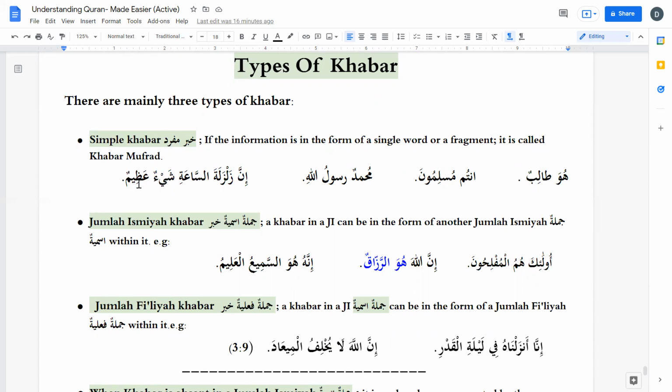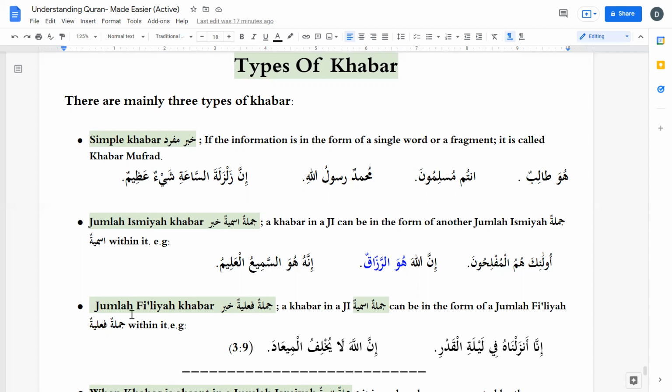It can be a Mawsuf Sifa fragment like Shay'un Azimun. So we have one type of Khabar, which is Khabar Mufrad, and another type of Khabar is Jumlah Ismiyah Khabar. In that type of Khabar, we learned that in a Jumlah Ismiyah, we can have a smaller Jumlah Ismiyah, which is coming as the Khabar in this Jumlah Ismiyah. Alhamdulillah, we learned this in the second or third part of Jumlah Ismiyah.